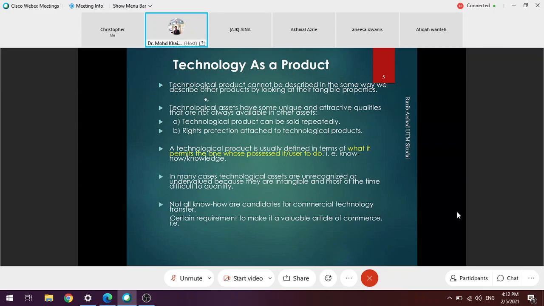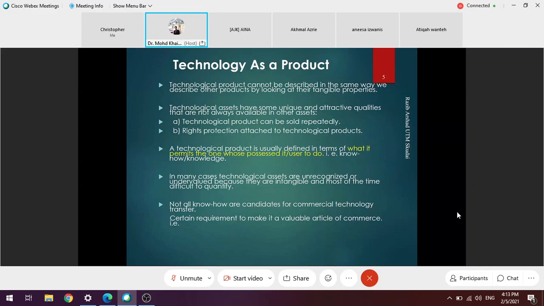A technological product cannot be described in the same way we describe other products by looking at their tangible properties. This is what I said previously. We have this kind of technology that we call an intangible product. Why? Because technological assets have some unique and attractive qualities that are not always available in other assets. Meaning that it is very rare, functional, rare in terms of the formulation and so on.